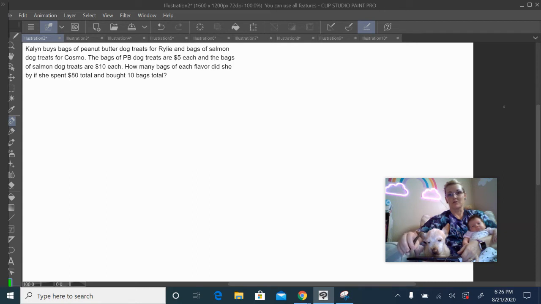treats for Cosmo. Sad story, Cosmo actually passed away yesterday. I was going to rewrite this, but we're going to do it in memory of Cosmo. Cosmo's 14 and she had a really good life, by the way.